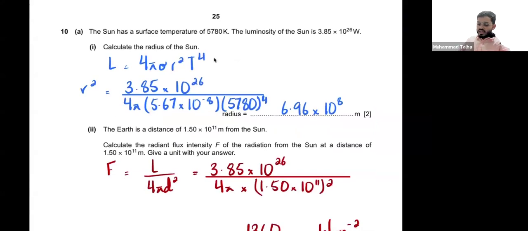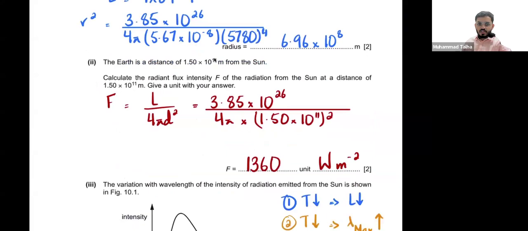Question 10. Sun has a surface temperature of this much. Luminosity is given. Calculate radius. So you have T, you have L, you are asked radius. So we use the Stefan-Boltzmann law. L equals 4 pi sigma r squared T to the 4. So you just plug all the values in. This is r squared, remember, so you would need to take the square root, which turns out to be 6.96 times 10 to the 8 meters.